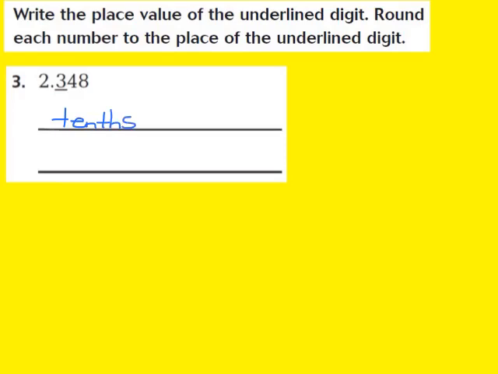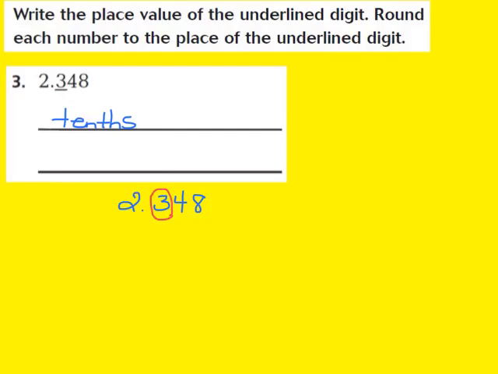So that's going to be step number 1, because I have to write the place value of the underlined digit. Now, the second part of the directions says to round to the place of the underlined digit. So I know that I have to round my decimal number to the tenths place. What I'm going to do first is come down here and write my decimal number down. Now, my first step is to locate the digit in the place you want to round. The digit in the tenths place is my 3. So the first thing I'm going to do is put a circle around my 3.